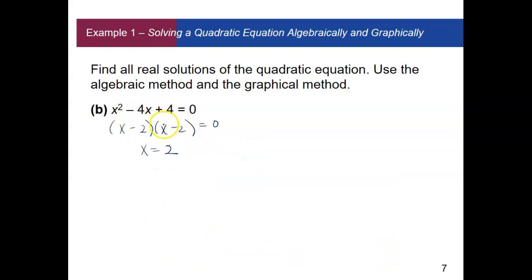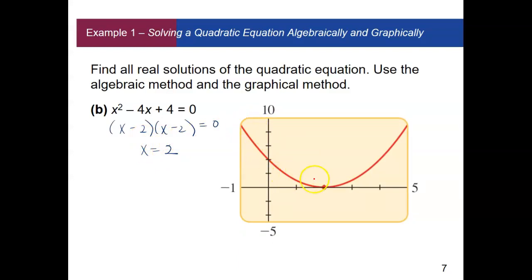If we look at this one, it could be factored and we'd find that our solution is x equals 2. So it's very easy to solve this one algebraically. Graphically, you can see that this graph actually just sits on the x-axis, and so our answer would also be 2 from the graphical method as well.